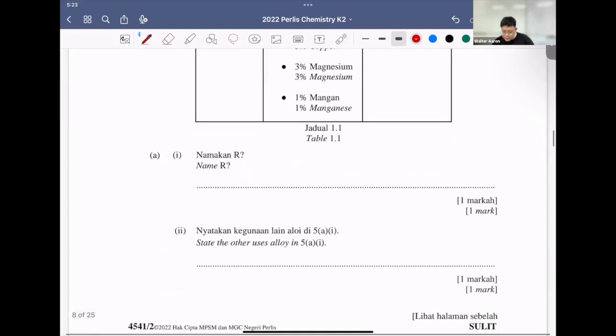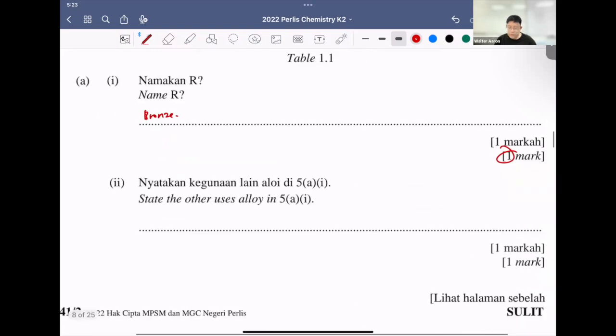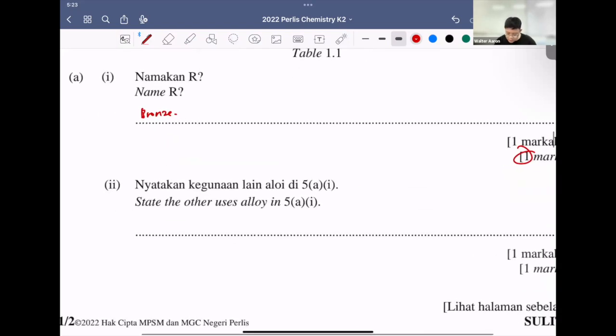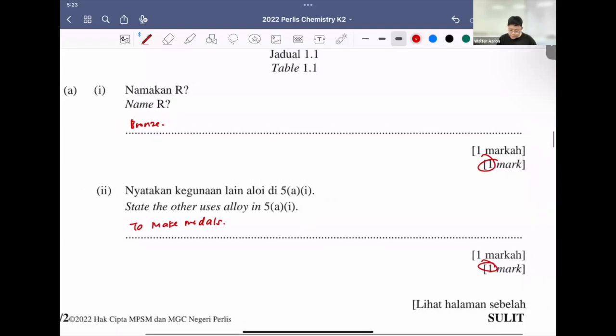So based on that particular table, name R. So R should be bronze. Right, the combination will tell you that it is actually bronze. And state the use of the alloy in 5A, or state the use of bronze, you can just say here to make metals. Because sometimes metals is made out of pure bronze. So that's one of it.